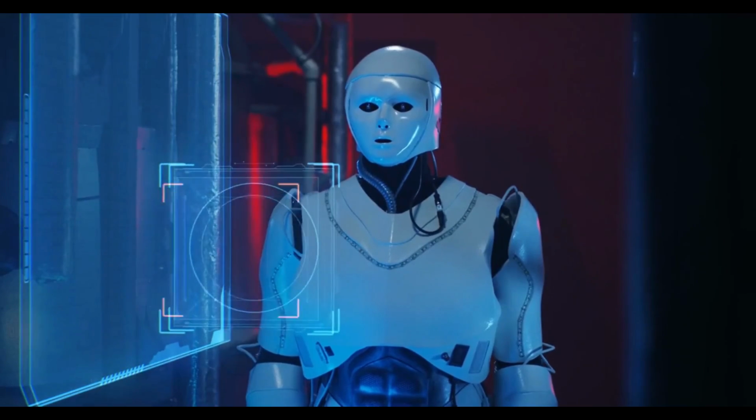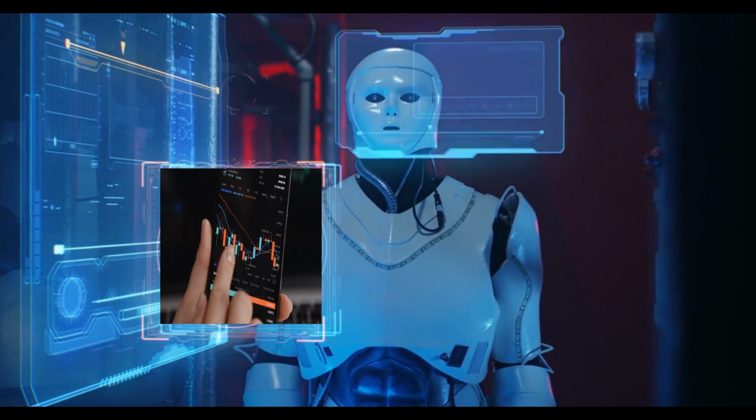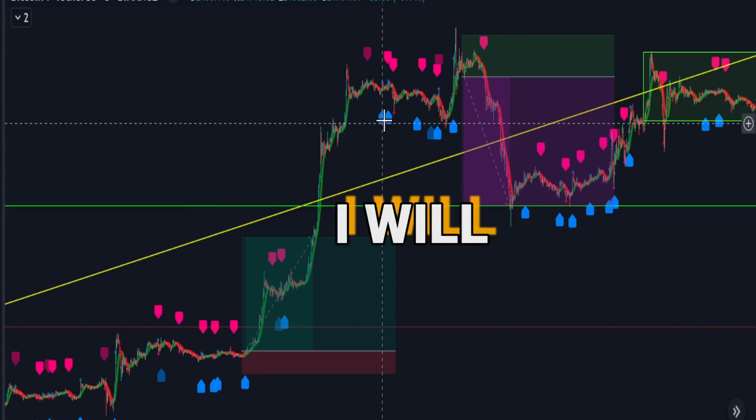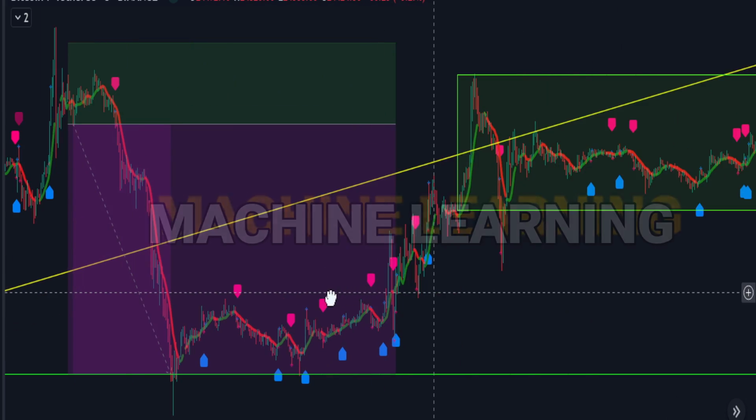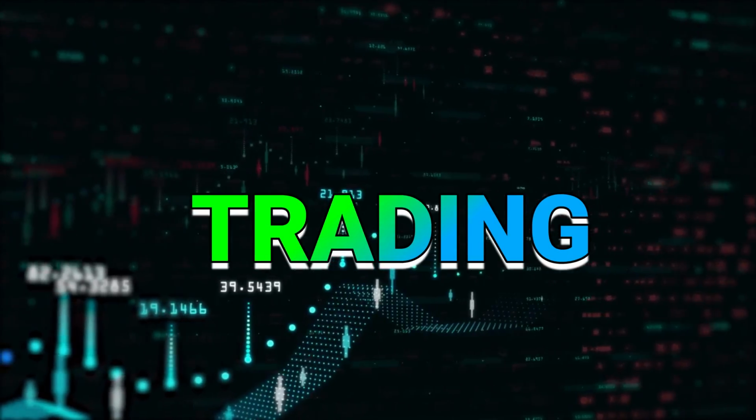Nowadays, AI has been increasingly popular among traders to gain an edge for trading and investment. Hello. Today, I will show you 3 free, highly effective machine learning indicators for scalping and trading strategy.